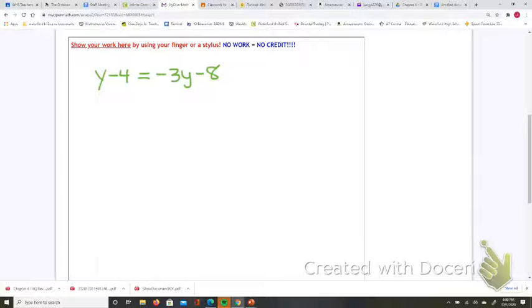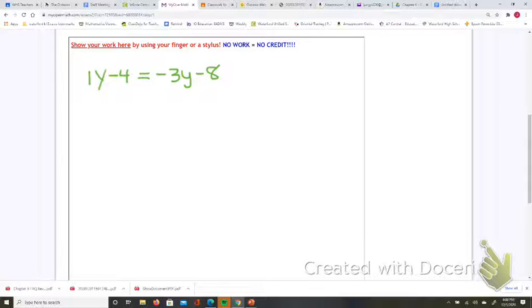Okay, now, I want you to notice that we have a y over here, and there's no number by it. Well, when there's no number by it, remember that's an invisible 1, because 1 times y is y. So 1y minus 4 equals negative 3y minus 8. Okay, now we've got a problem, because we need our variable to be all on one side. And if you look, you can see that we have variables on both sides.